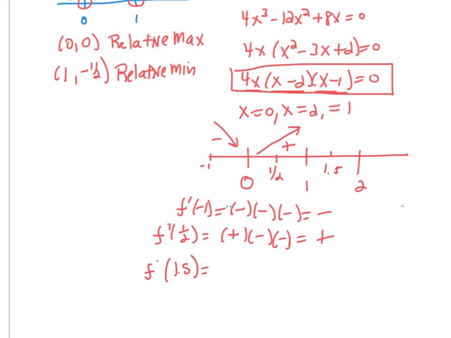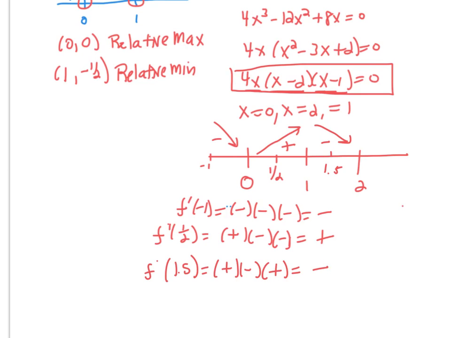So 4 times 1.5 would be positive. 1.5 minus 2 would be negative. 1.5 minus 1 would be positive. So the product of those 3 numbers would end up being a negative, and that means that my function is decreasing on the interval from 1 to 2.